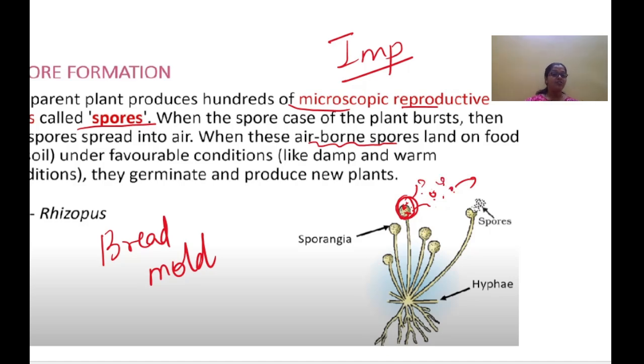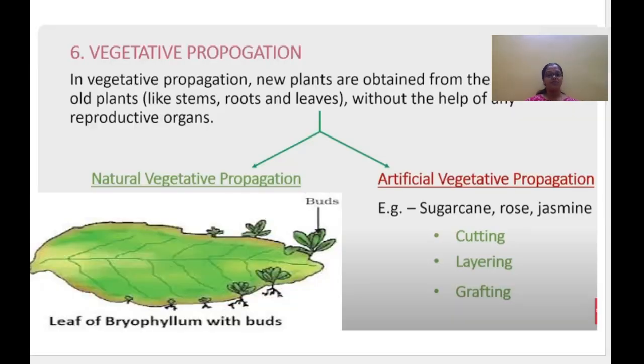Next type of reproduction, the last and the final type, is vegetative propagation. Vegetative propagation is the production of new plants which are not obtained from seeds, but they are obtained from the vegetative parts like stems, roots, and leaves. So without the help of any reproductive organs, we are developing the new plant. So there are two types of vegetative propagation: natural and artificial methods.